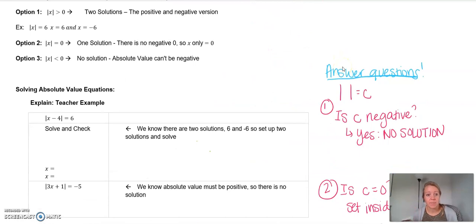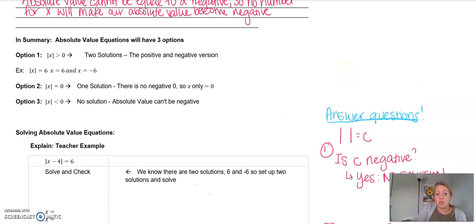actually solve these equations. So in summary, we have those three options. If my absolute value of x is greater than 0, meaning it's equal to 6, then I'm going to have two solutions, the positive and the negative version. Because on the inside it doesn't matter what we have, but the outside will always be positive. So for this example, like we just did, x could be 6 and x could be -6, because once we plug it in and put on those absolute value lines, it's going to turn into a positive. Option 2 is if it's equal to 0, then we're just going to have one solution because there's no negative, right? So we only get one answer. x would equal 0 in this case.